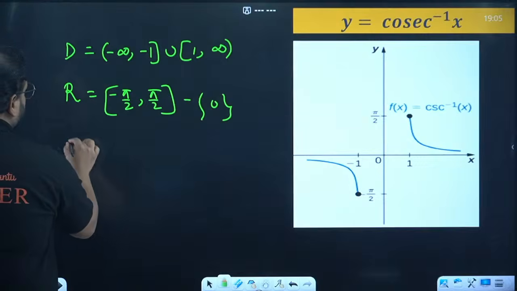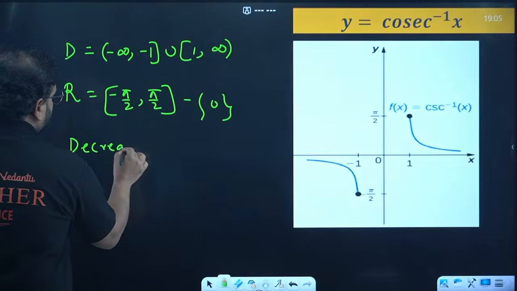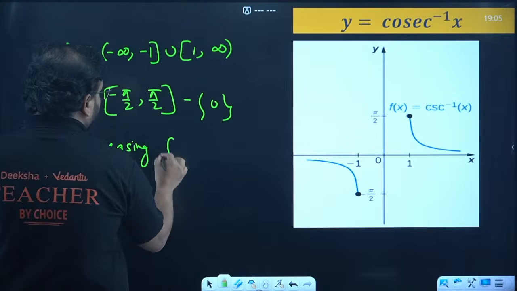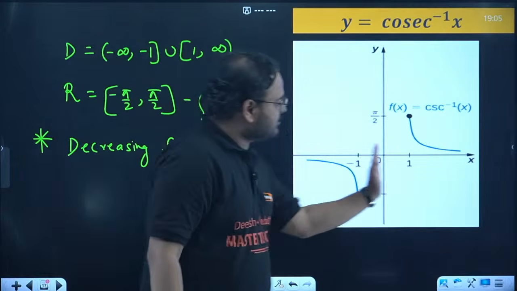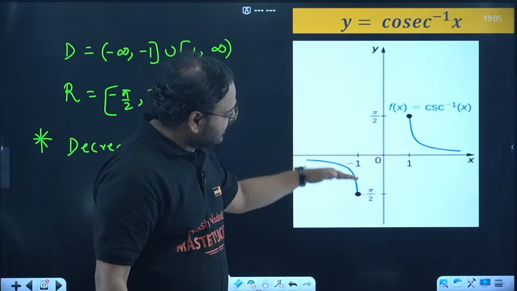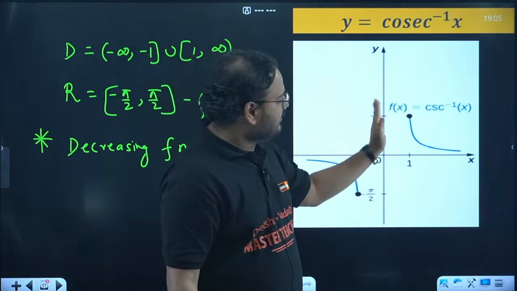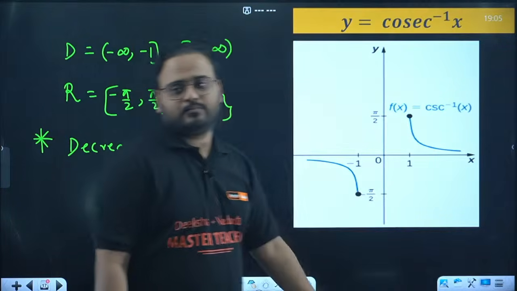What about this? This is a decreasing function. You can see this is a decreasing function, because if I move towards this side, the y value is going down. Here also, if I move from here to here, y value is going down, so decreasing.